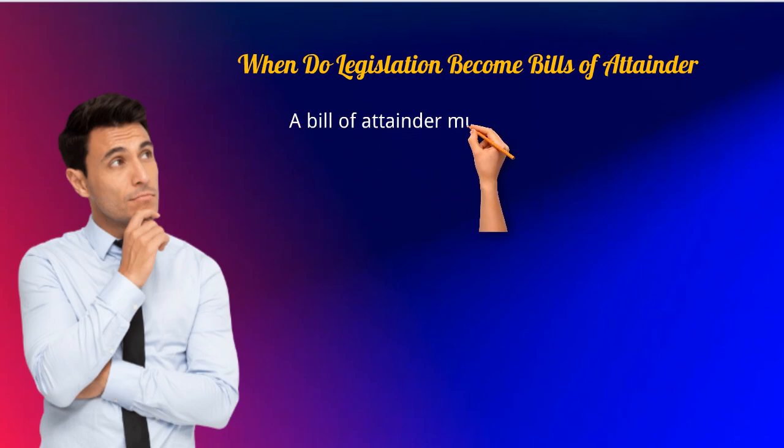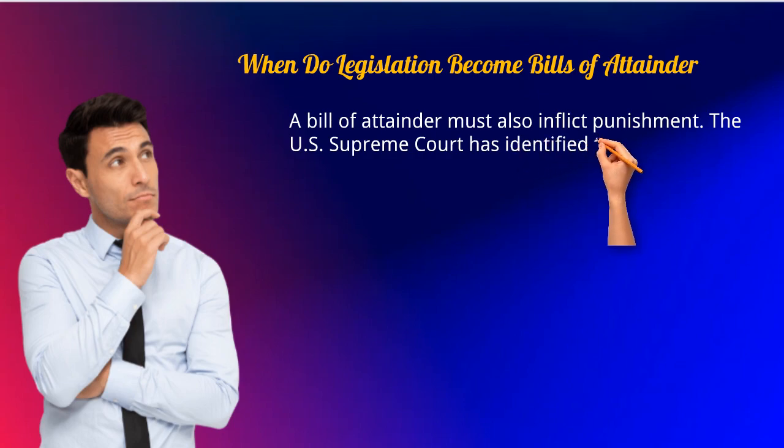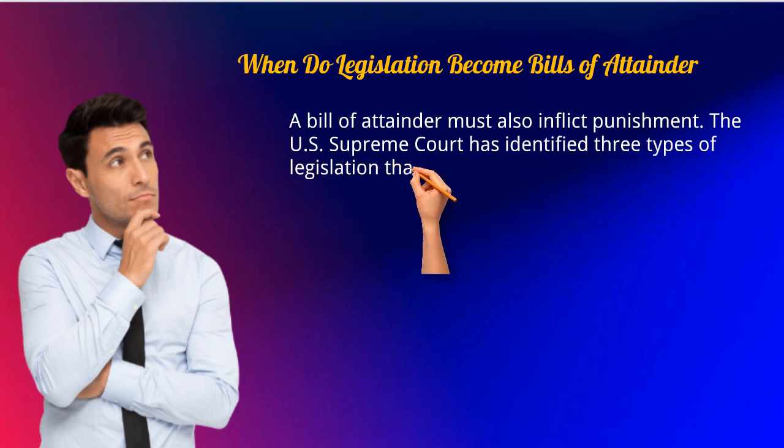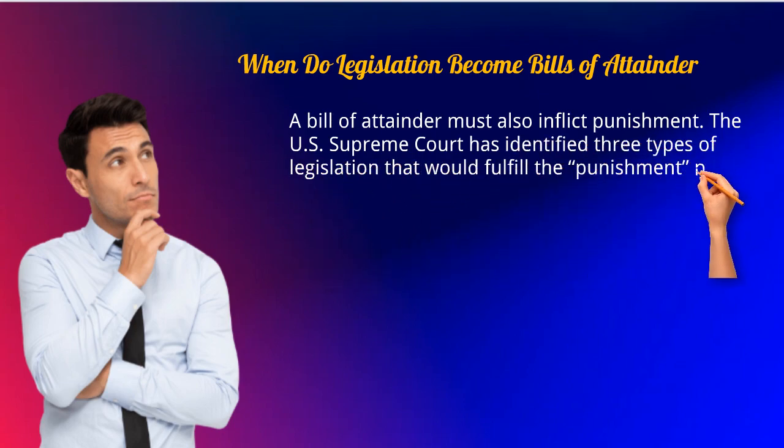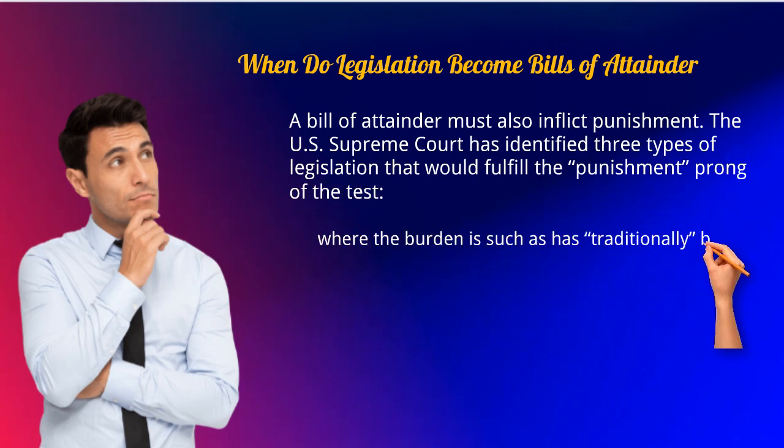The U.S. Supreme Court has identified three types of legislation that would fulfill the punishment prong of the test. 1. Where the burden is such as has traditionally been found to be punitive. This is called a historical test.